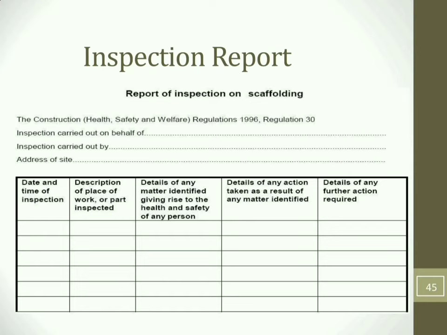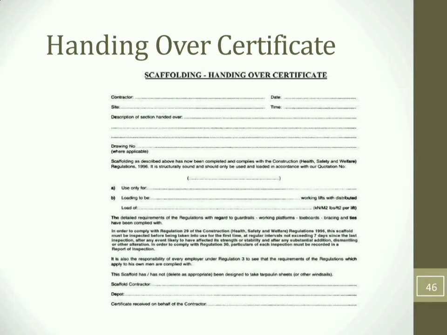And third is details of any matter identified giving rise to health and safety concerns for any persons. That also needs to be mentioned. Fourth is any action taken. We need to mention whether action was taken or not. Finally, any additional information also needs to be mentioned in this fifth column. And next, the handing over certificate is very important for the requester team.